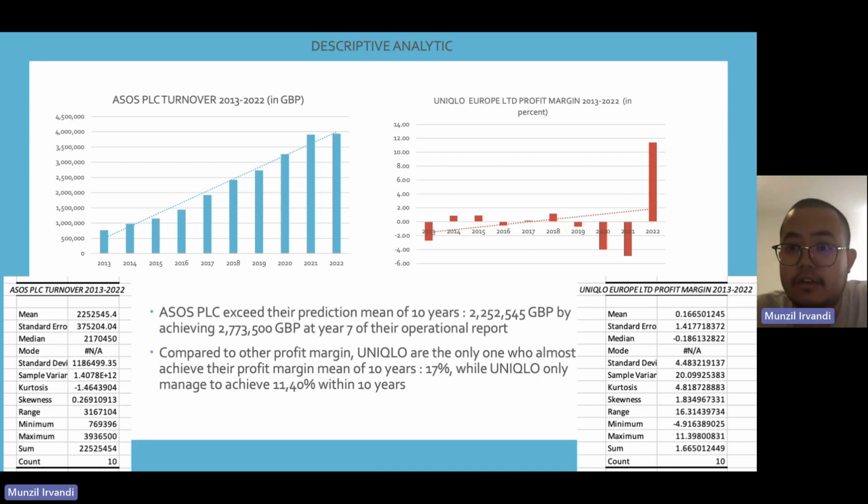And for Uniqlo Europe, even though Uniqlo Europe haven't reached the mean within 10 years, which is 17%, Uniqlo only reached 11.40%. Uniqlo is the highest compared to the 10 companies who almost reached the mean, which shows that in profit margin a lot of companies have similar issues, while Uniqlo only reaches high because they have a brand advantage, and even though they're popular, their prices are pretty reachable compared to other close prices.